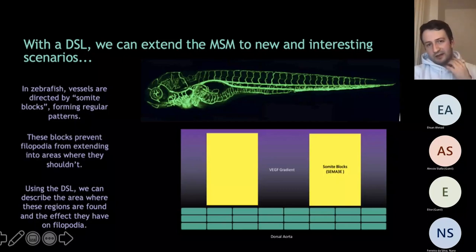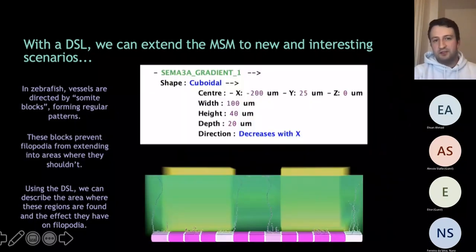The way that we think this is occurring is that there is a signal in between these regions which basically tells filopodia not to grow there. And using the DSL, we can begin to describe the spatial arrangement of these signal blocks relative to a big blood vessel, and see what that does. So I basically do that in the DSL. I can specify where the gradients are found, and then run the simulation and show what happens over time. So this is just some ongoing work.